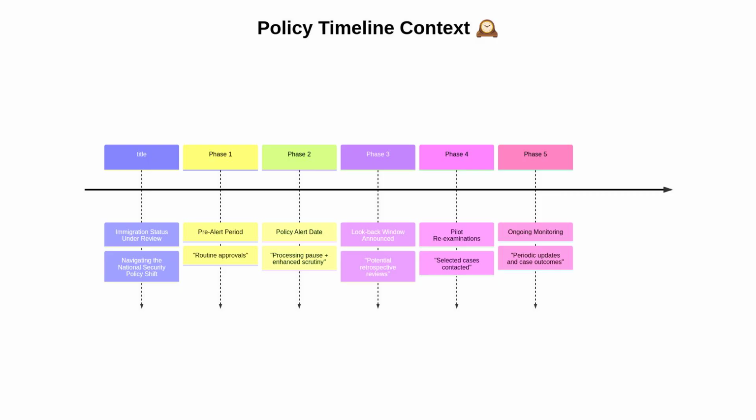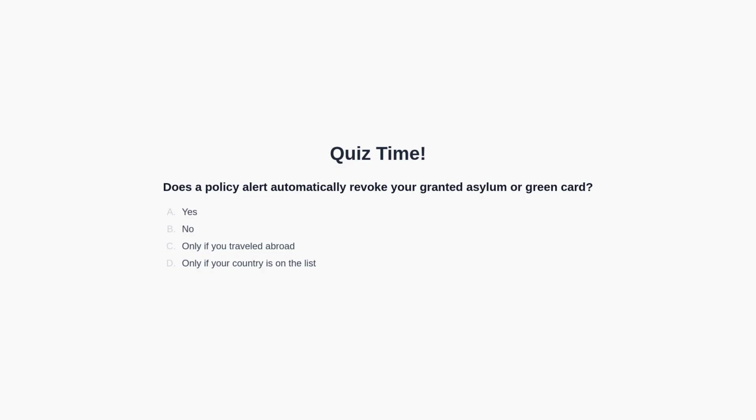Now, let's test your understanding with a quick quiz. Quiz time. The question is, does a policy alert automatically revoke your granted asylum or green card? The options are yes, no, only if you traveled abroad, or only if your country is on the list. You may pause the video now to think about the answer. We will discuss the answer in the next section of the video.